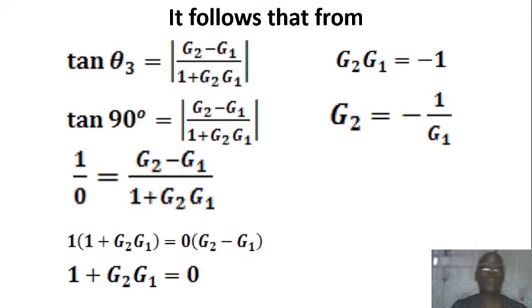Then, subtracting 1 from both sides gives us that the product of the gradients of the two lines that are perpendicular to each other must be minus 1. So when two lines are perpendicular to each other, the product of their gradients is equal to minus 1. Then make either of the two the subject of the formula if you are looking for one of them. So these are your solutions. So g1 g2 or g2 g1 is equal to minus 1.